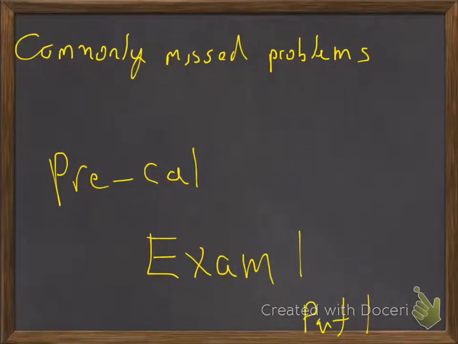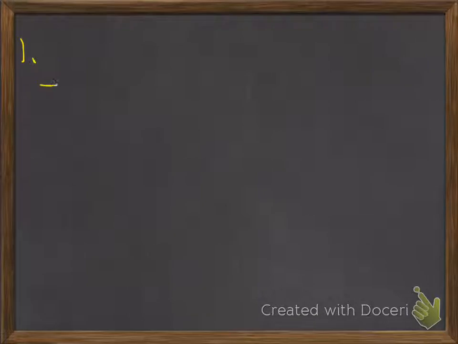Alright, in this video we're going to look at some commonly missed problems from Pre-Cal's first exam, and I'm going to try to do this page by page. So this is page 1. Okay. So one version, they both had some sort of factoring negative exponents out.